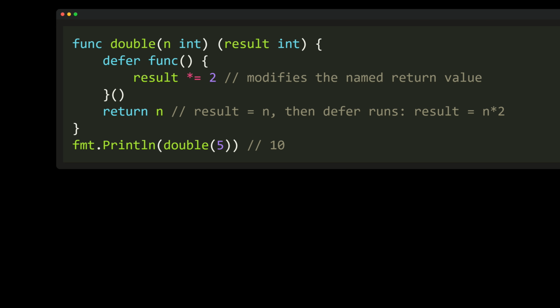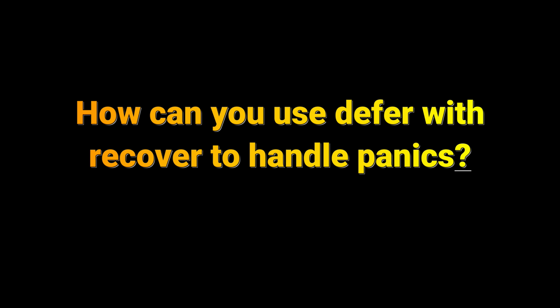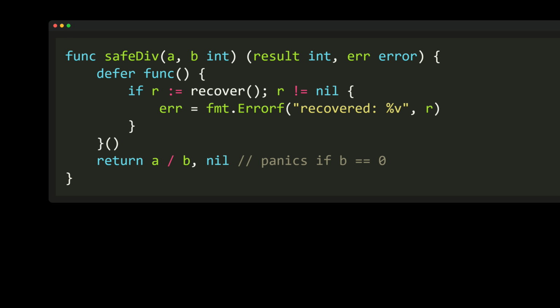This works because the deferred function has access to the named return variable. Question: how can you use defer with recover to handle panics? You can use defer with recover to catch panics and turn them into errors.